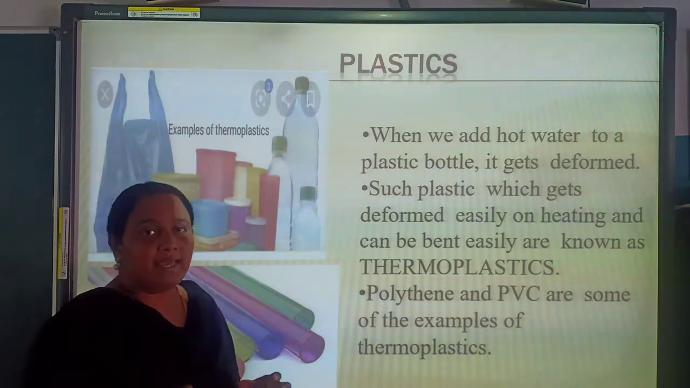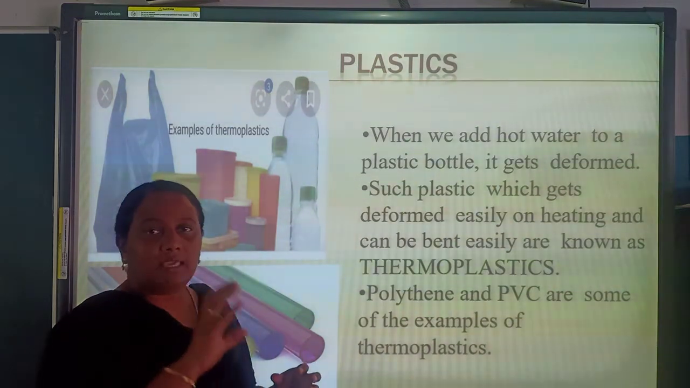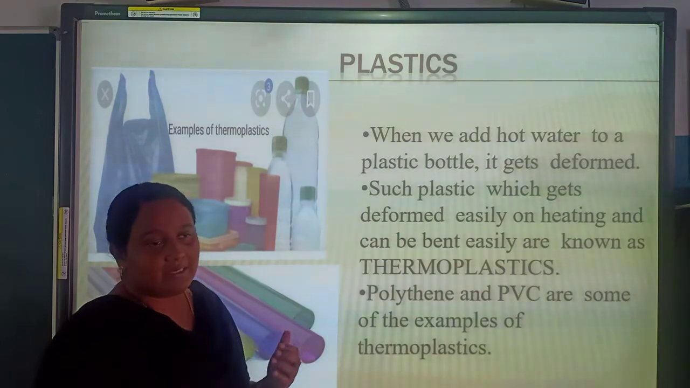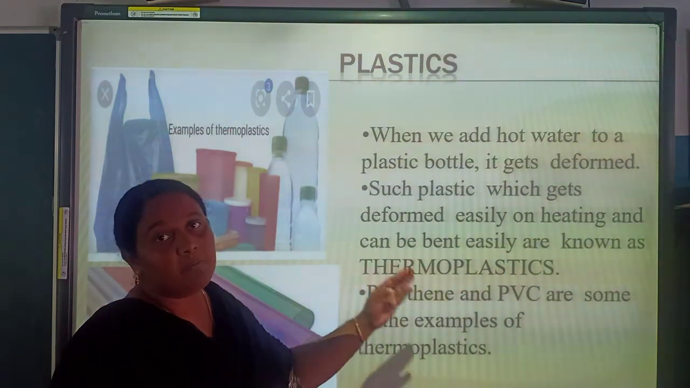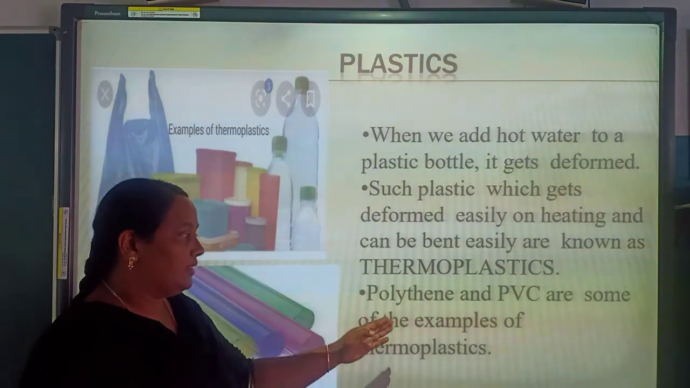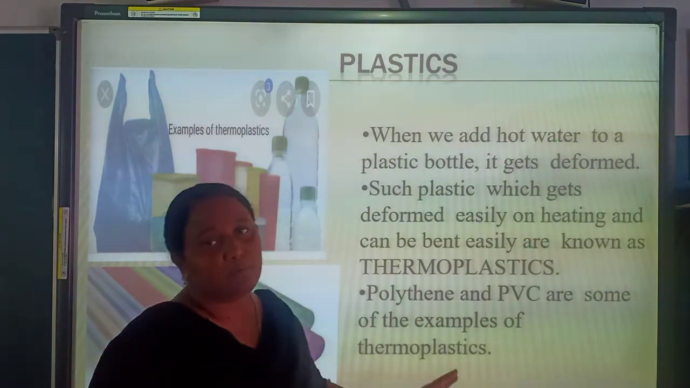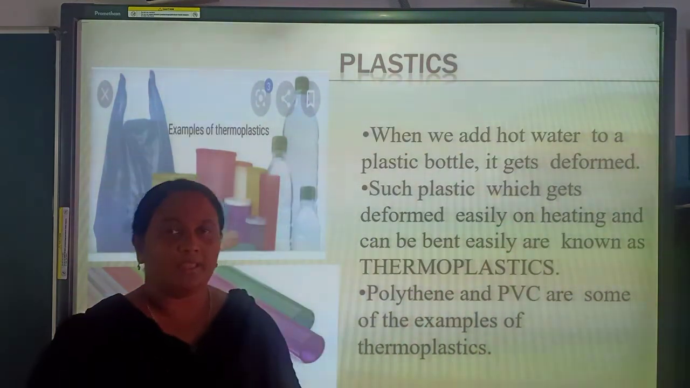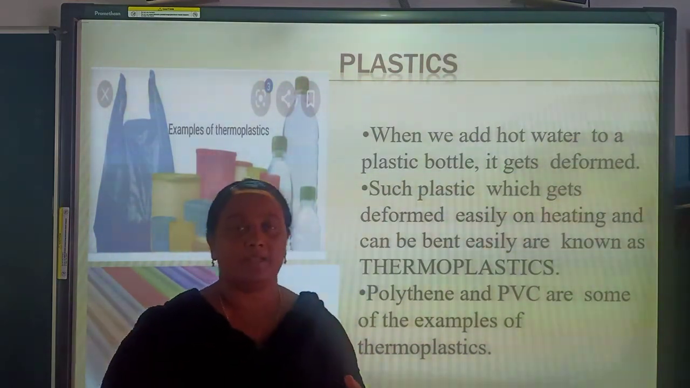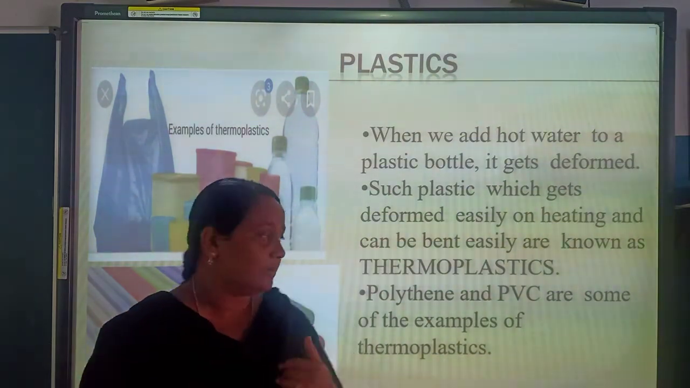So that plastic gets its shape changed when heat is applied to that material. That type of plastic material is known as thermoplastics. Polythene and PVC are some examples of thermoplastics. You know that the polythene cover we are using, when heat is supplied, it will melt, isn't it? Then it is an example of thermoplastics.